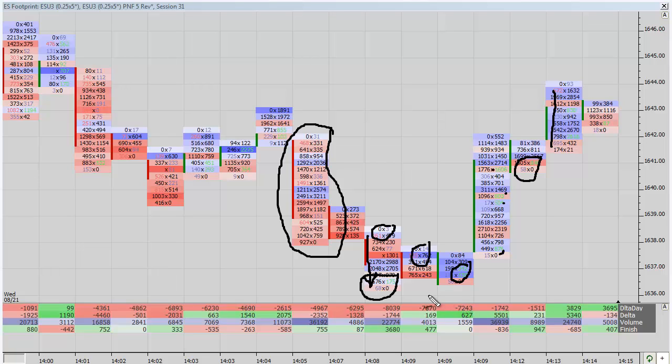Another clue we were possibly going to reverse, this printed off an incomplete auction here, okay? But when we went down and went just below it, nothing went off, showing us that the auction was more than likely complete, especially from a risk-reward structure. So let's go to the last trade of the day, which was short the 54 area.